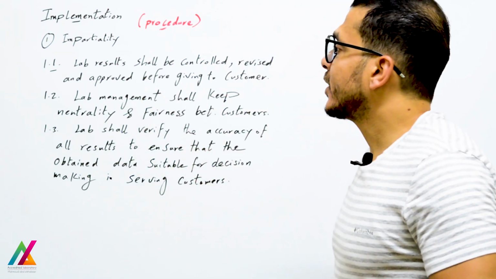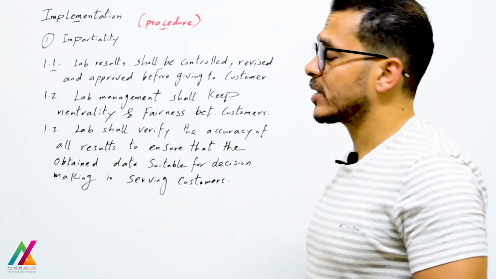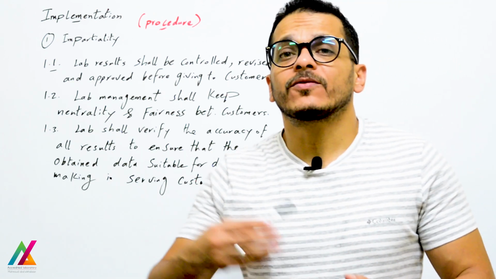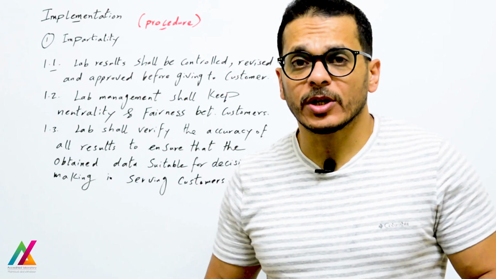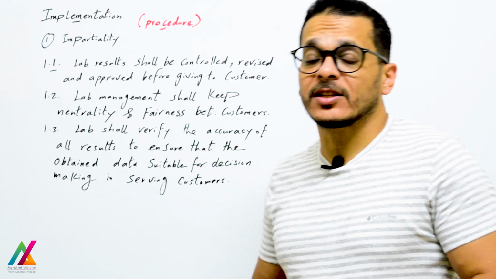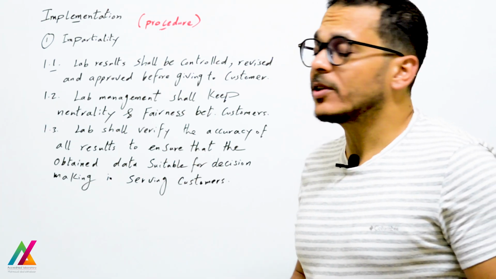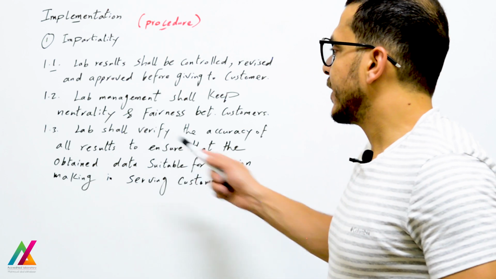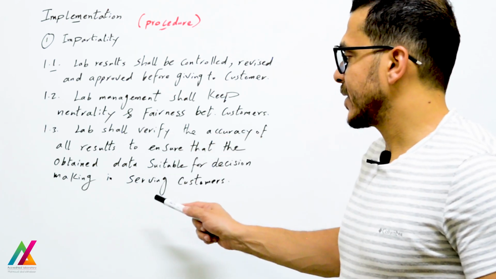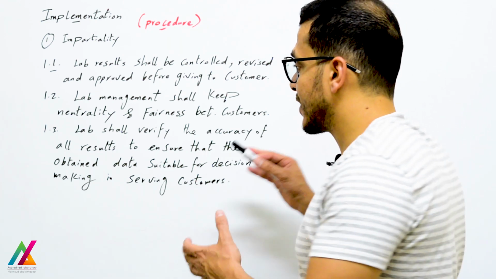Impartiality, first point: lab results shall be controlled, revised and approved before giving to the customer, and this is a very important point. As I said in the previous lecture, you have to revise the results before giving to the customer to ensure that there is no risk due to impartiality relating to the lab activities or lab results. Lab management shall keep neutrality and difference between all customers, and lab shall verify the accuracy of all results to ensure that the obtained data is suitable for decision making in serving customers. And this is very important.